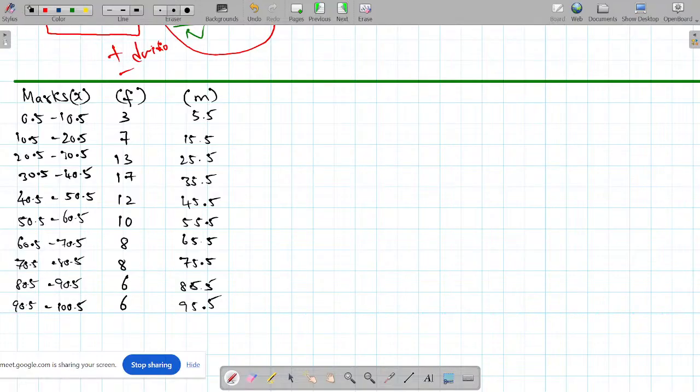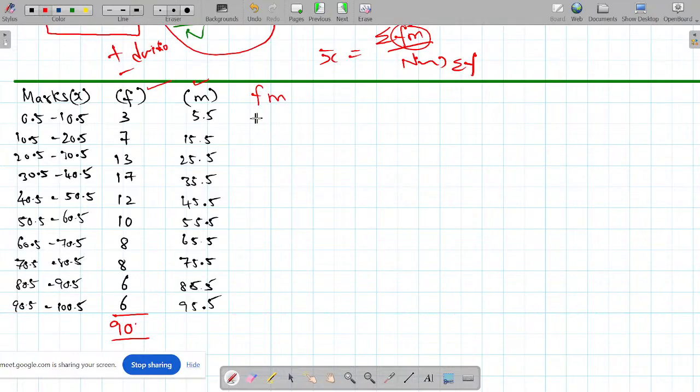So if you're doing method one, you can join with me. For method one, the formula is x bar is equal to summation fm divided by capital N. Capital N is nothing but summation f. So the total of all the summation values is 90. I need to find f into m, so let me add a column for f into m, which means multiply f and m.